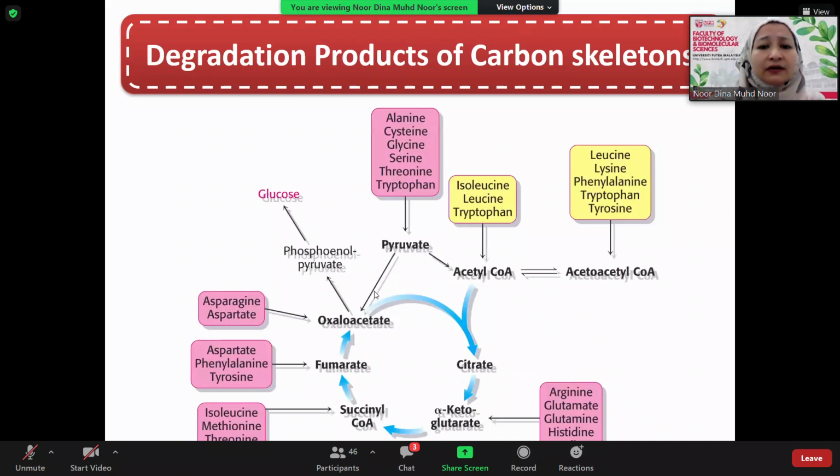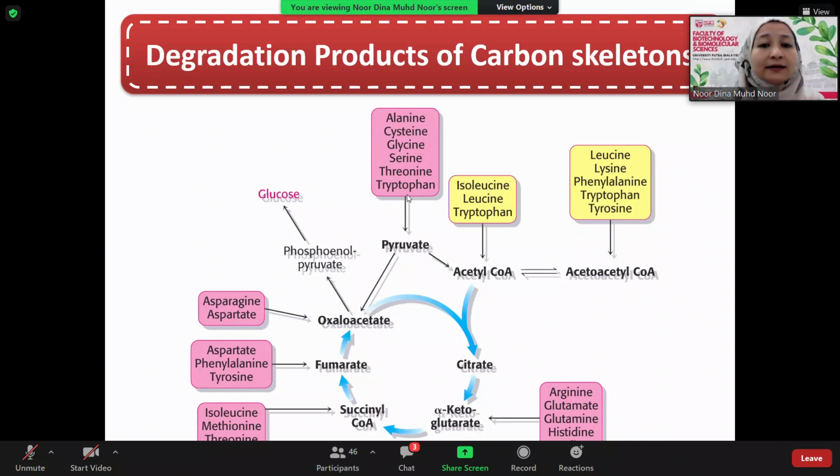Okay, so regarding these degradation products of carbon skeletons, if you look at this chart, you can see which amino acids will be degraded into which intermediate. So we have here alanine, cysteine, glycine, serine, threonine, and tryptophan. These are very critical amino acids that will be degraded into pyruvate. And then we have asparagine and aspartate.